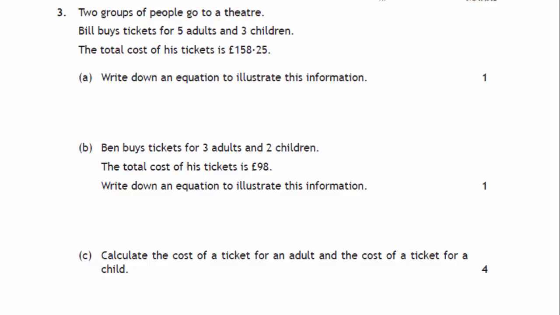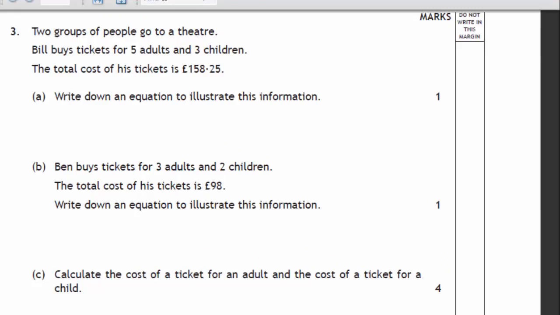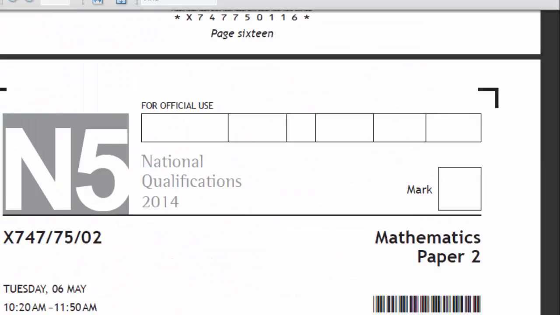Hey, so here is a question relating to simultaneous equations. It's from 2014, just double check there. So 2014, and it is in paper 2, right? So that's the calculator paper, right?